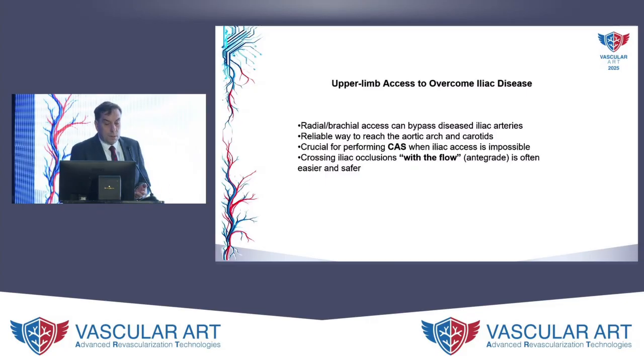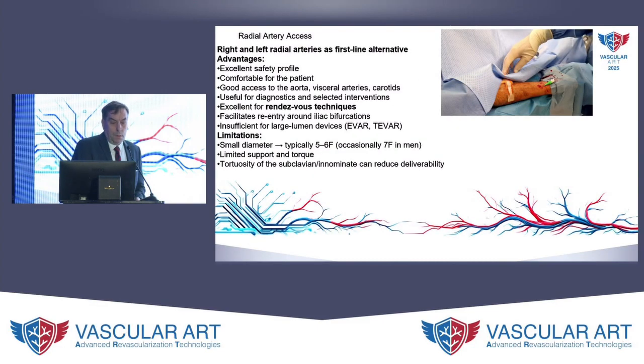So the first, if we need the access for example, carotid stenting, and the patient has iliac occlusion or is not fit for iliac access, we can use radial or brachial approach. So it's a way to do things in the upper body. And the second reason, you can cross the iliac region with the flow.